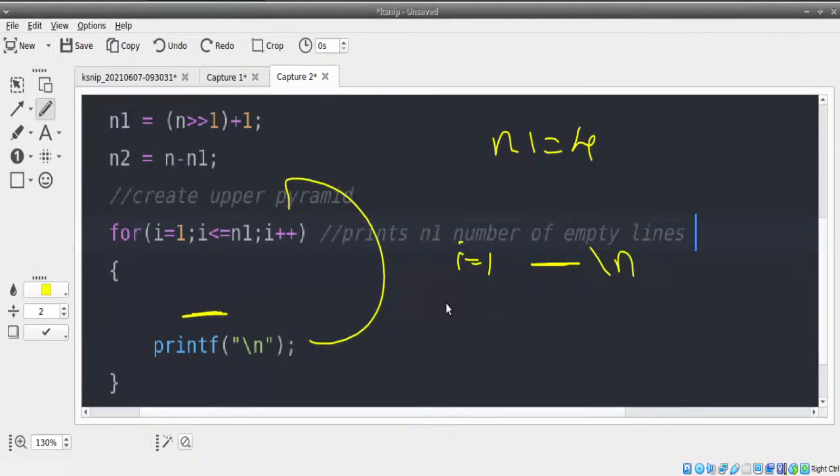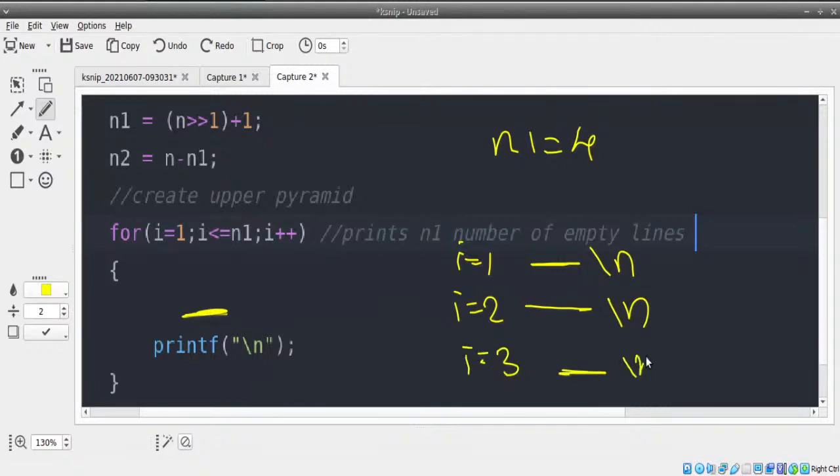Then I becomes 2. When I is 2, we're supposed to print whatever it is in second line and then print /n. When I increases to 3, we're going to print third line and print /n. Similarly, when I becomes 4, we're going to print fourth line and use /n. And when I becomes 5, we're going to stop right there because 5 is not less than equal to 4. 5 is not less than equal to n1. That's when we exit.